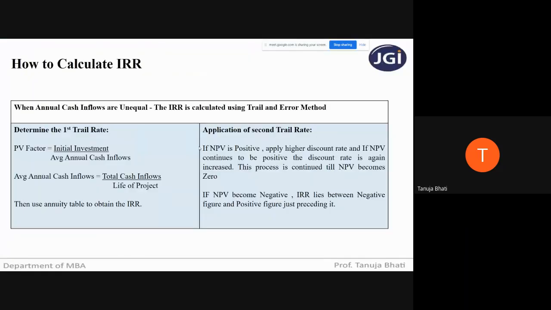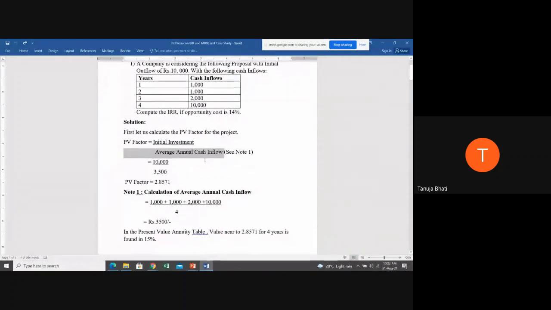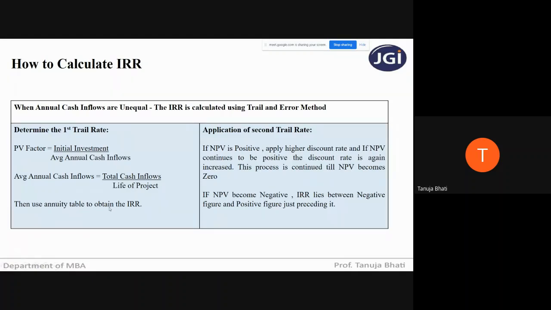In our theory part, we have seen how to calculate average annual cash inflow. It is total cash inflows divided by the life of the project. So we will do a working note for that. Write note 1. Here in note 1, you calculate the average annual cash inflow. Add up the cash inflows of all the years and divide by the number of years. So 1,000 for the first year, 1,000 for the second year, 2,000 for the third year and 10,000 for the fourth year. Add this up and divide it by 4. You will get the average annual cash inflow as rupees 3,500. Substitute this figure in the formula, 10,000 by 3,500. You get the PV factor as 2.8571.